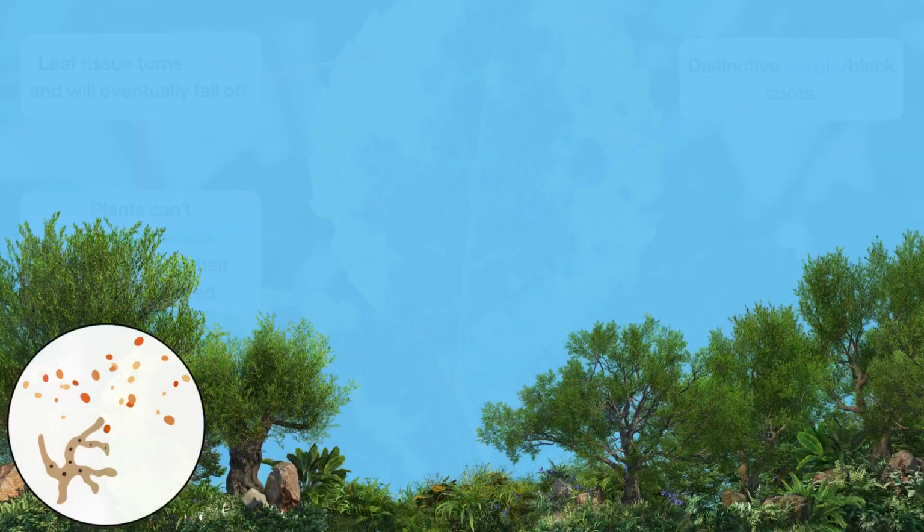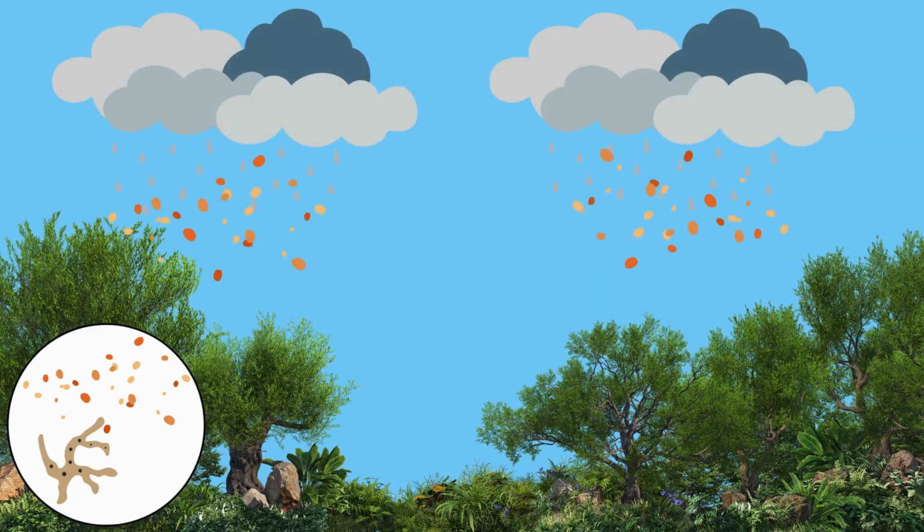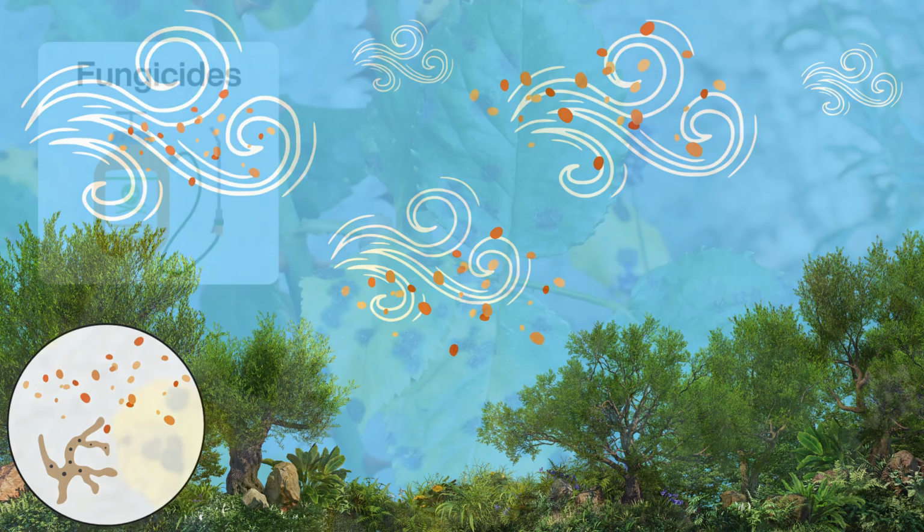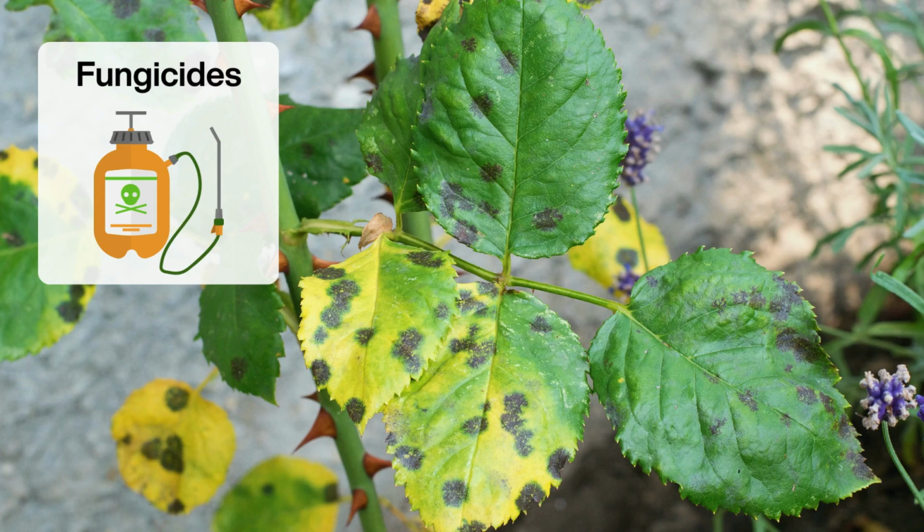The spores from the fungal hyphae can spread through the environment in various ways. For example, rain or irrigation can splash spores onto neighboring plants, and spores can be carried by the wind to infect other plants nearby. Managing rose black spot involves several strategies. The first is fungicides. These are chemicals specifically designed to kill or inhibit fungal growth. Applying fungicides can help to manage and prevent the spread of disease.